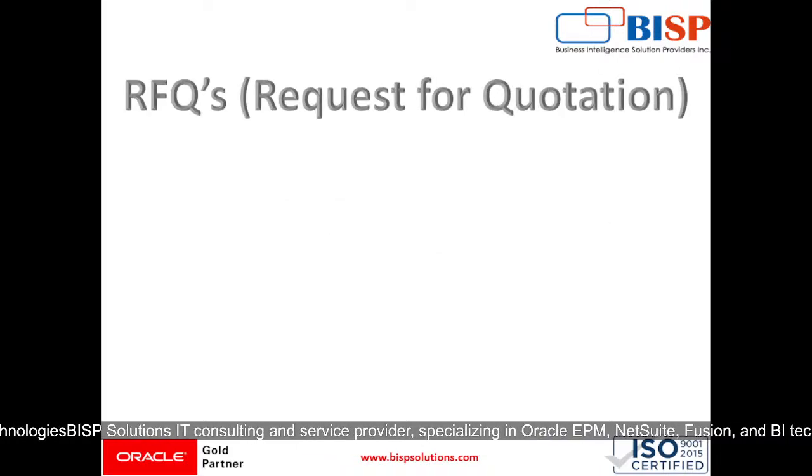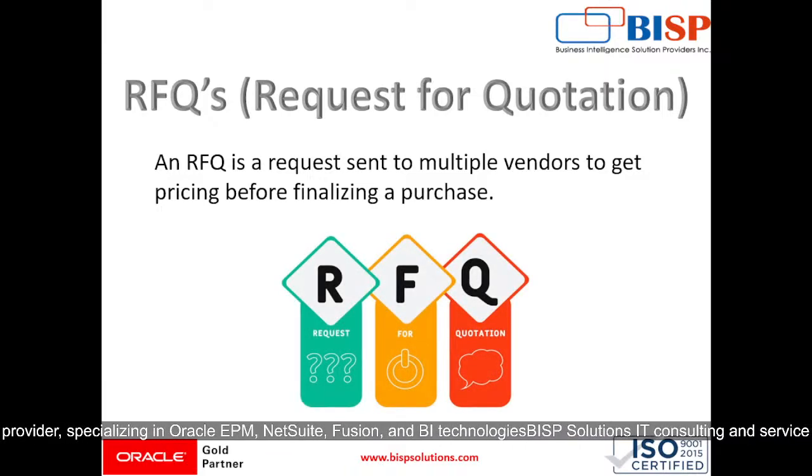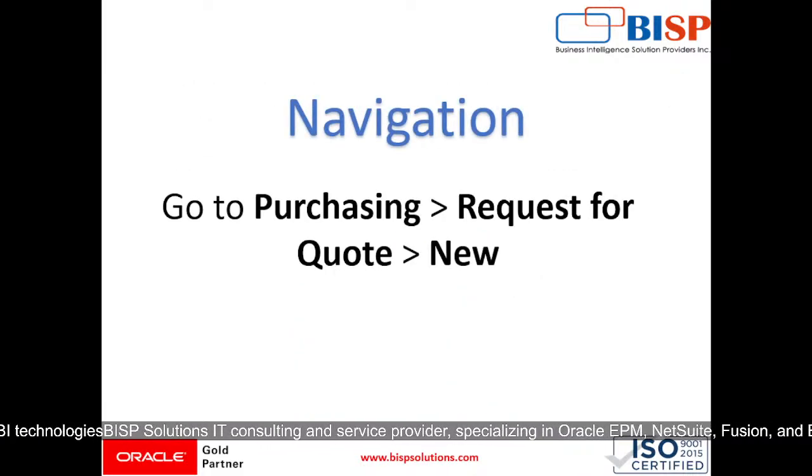Next comes our RFQs, which is request for quotation, where an RFQ is a request sent to multiple vendors to get pricing before finalizing a purchase. For example, Ashish sends an RFQ to 3 vendors for smartwatch displays. So the vendor with the best price and quality is selected for the same. For making an RFQ in NetSuite, they have to follow the navigation as purchasing. Under purchasing they will get request for quote, and after that a new RFQ can be made.